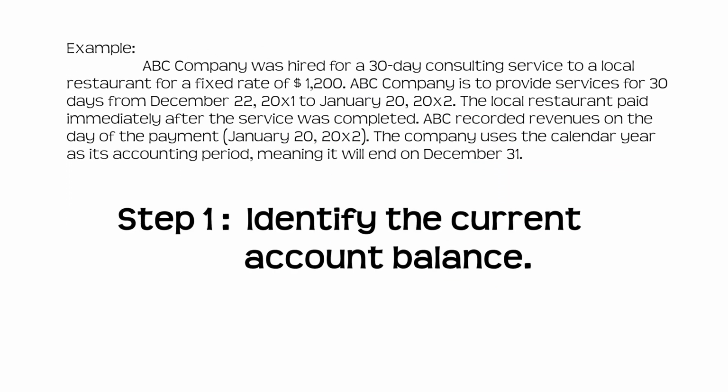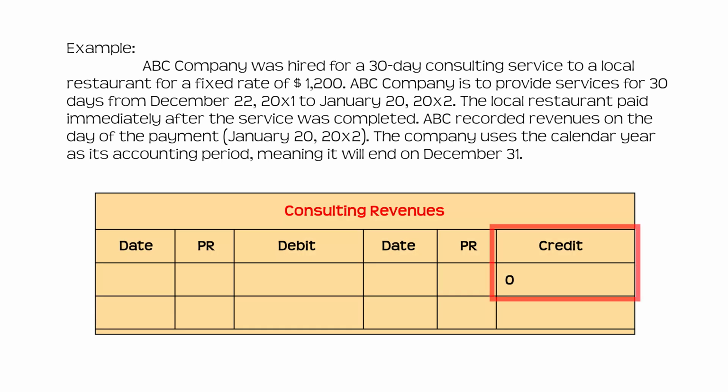Step 1. Identify the current account balance. First, we must identify the balance of the accounts to be adjusted. In ABC's case, the revenue earned is not yet recorded, so revenue is still zero as of December 31, 20X1.